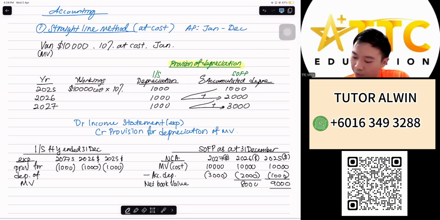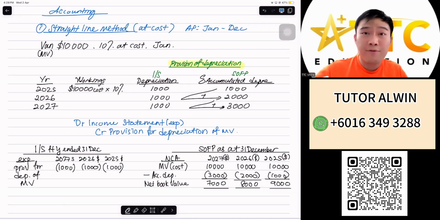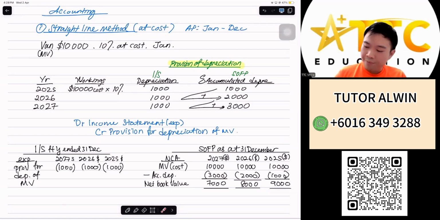2026, it will have a carrying amount of 8,000. 2027, it will be left with 7,000 net book value. It's like how much blood is left for that particular asset, its life. Okay, how much life it has left. Every year, it will reduce by 1,000. That's how it is. Okay, so this is the straight line method.